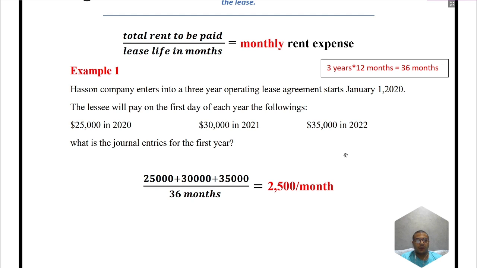So the total rent to be paid, I'm gonna say $25,000 plus $35,000 plus $30,000 will give you $90,000, and you're gonna put in the denominator the lease life in months. So how can I get that? He told you that the lease term is 3 years, so you're gonna take 3 multiplied by 12 months, which will give you 36 months. So my denominator here is 36. That will give you the monthly rent expense, $2,500. So each month I'm gonna debit rent expense with $2,500.